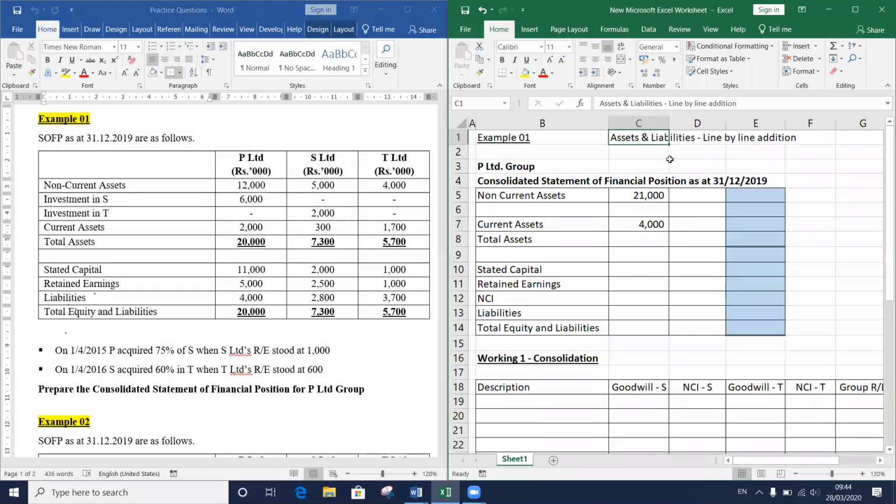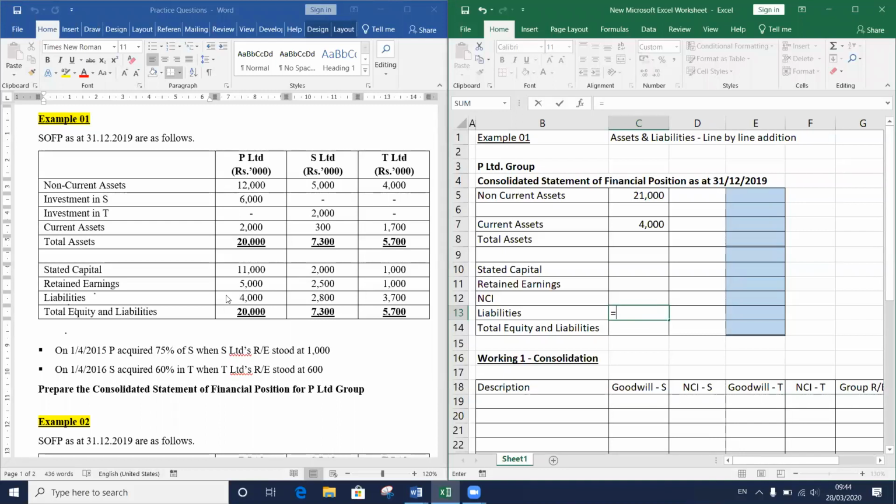Remember, this line by line addition we do only for assets and liabilities. We do the line by line addition only for assets and liabilities. Are these assets? Stated capital, retained earnings, NCI, are these assets? No, these are our net asset figures, right? We are not going to add net assets line by line. Liabilities, yes. Assets and liabilities, yes, we need to do the line by line addition.